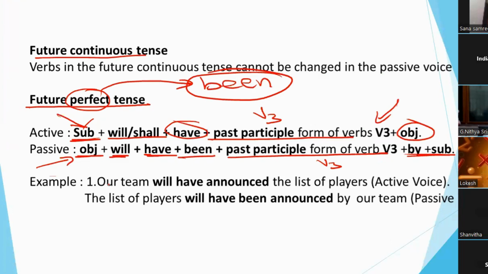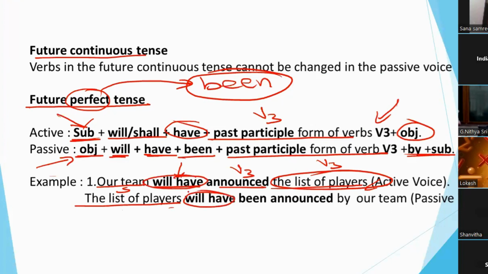For example, our team will have announced the list of players. Here, our team is our subject. You have will and have, so definitely it is in the future perfect tense, right? V3 is announced, and the list of players is the object. When you convert this into passive voice, place the object in the subject's place, the list of players. Then use the same auxiliary verbs, will have, and as it is perfect tense, use been with will have. Then V3 form of verb, then by our team. Put the subject in the object's place.